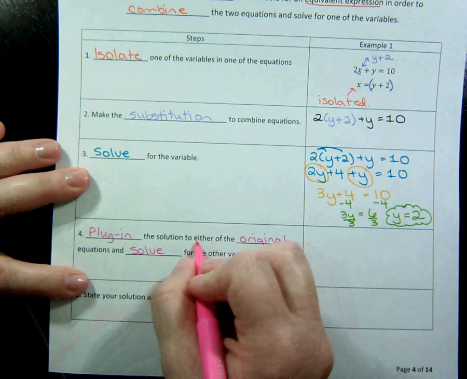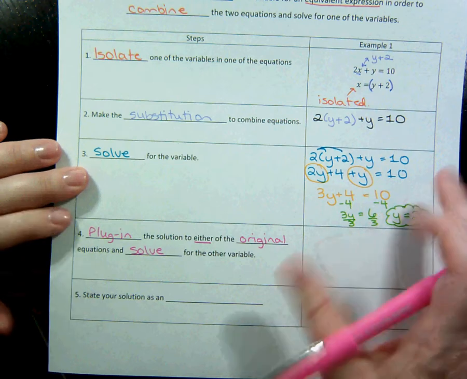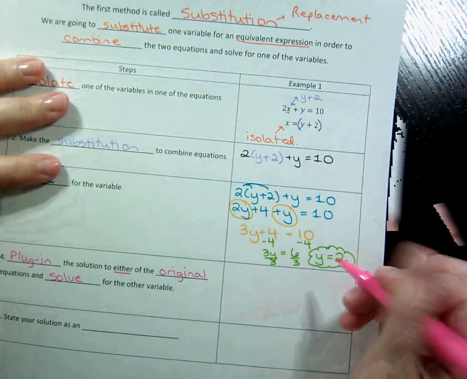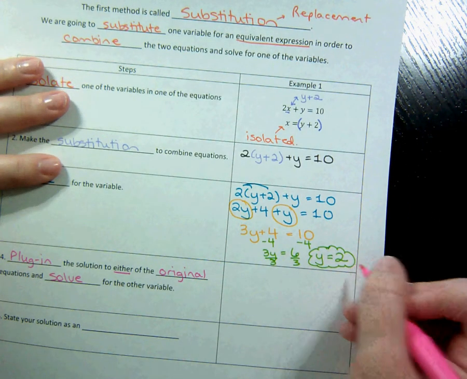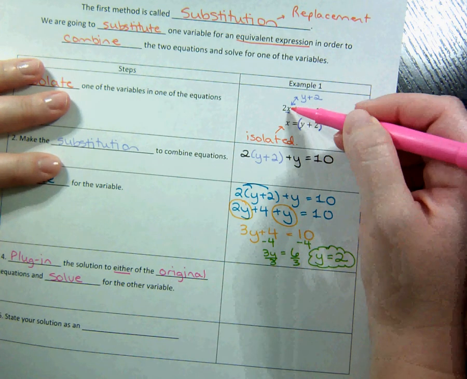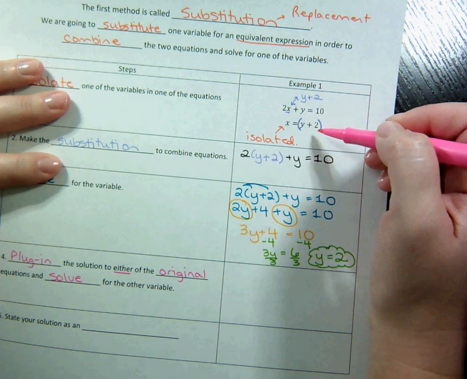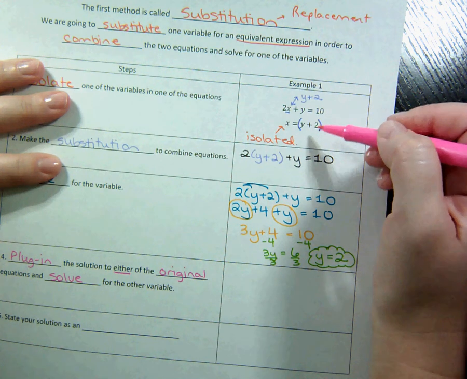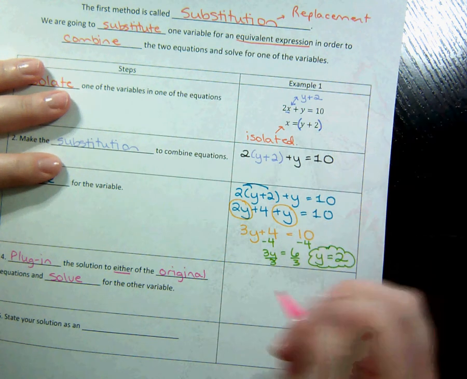And so it can be either one, it's your choice. You want to pick the one that looks easier. So we figured out what y equals. If we plug it into the first equation, we can solve for x there, or we can take the second equation and solve for x there. If you look at the two equations, the second one's a little simpler.